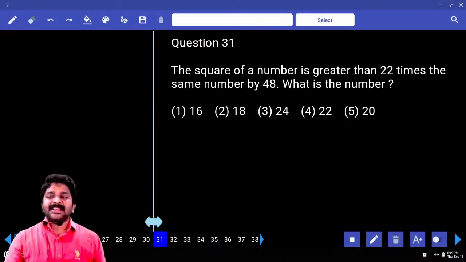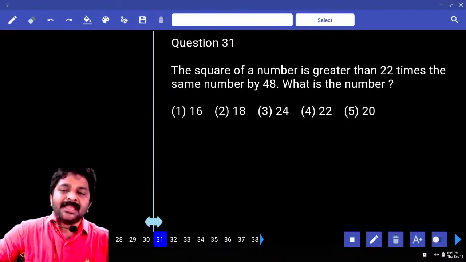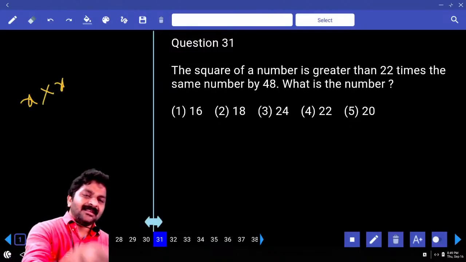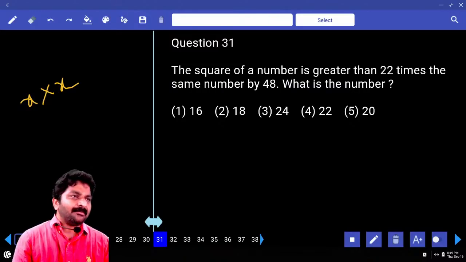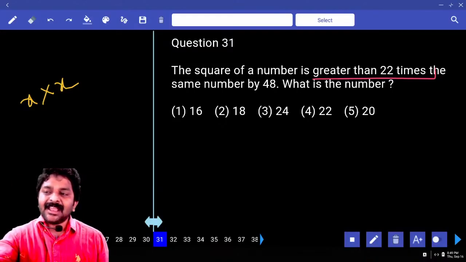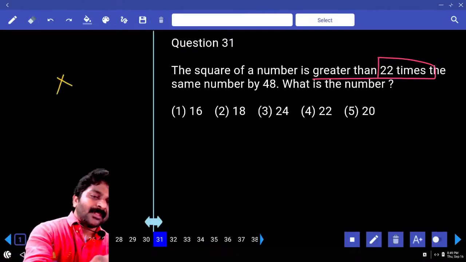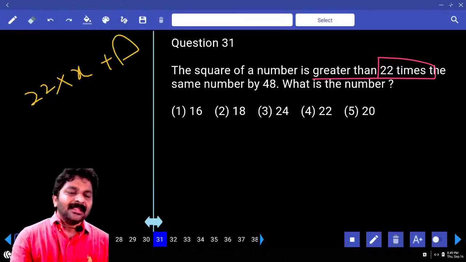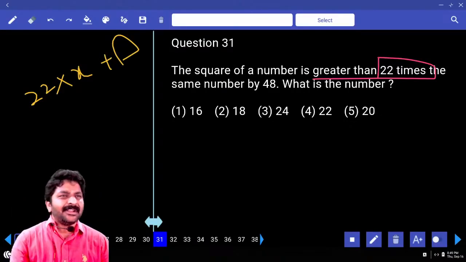The square of a number is greater than 22 times of the same number by 48. What is the number? See, square in the sense multiplying the same number 2 times. Am I right? Square of a number is greater than 22 times. That means your number is 22 times of the same number plus something else. That's what they are saying. Am I right? Then your x value must be definitely more than 22, right? How many options are there which are more than 22? Only one. Third option, final.